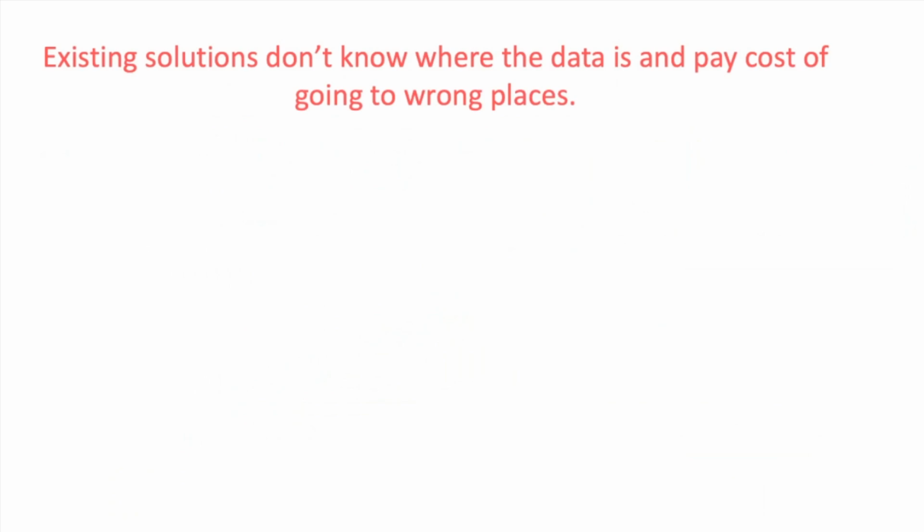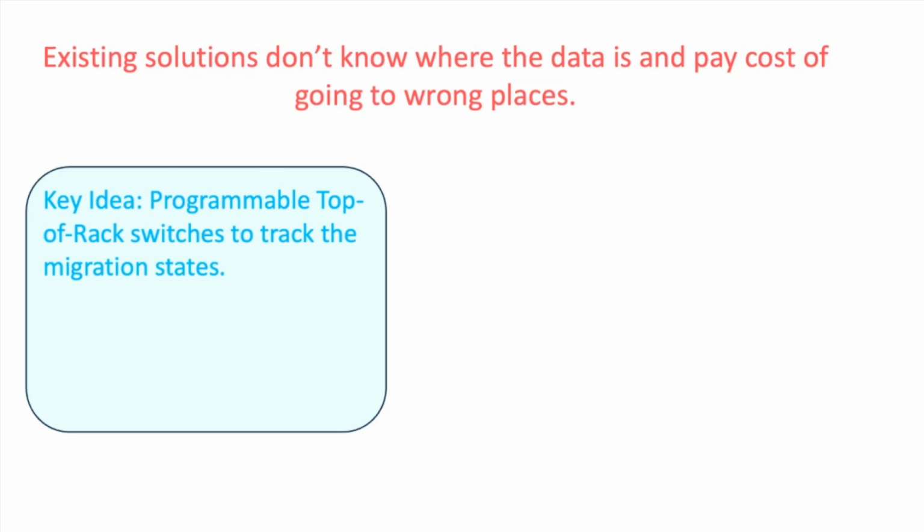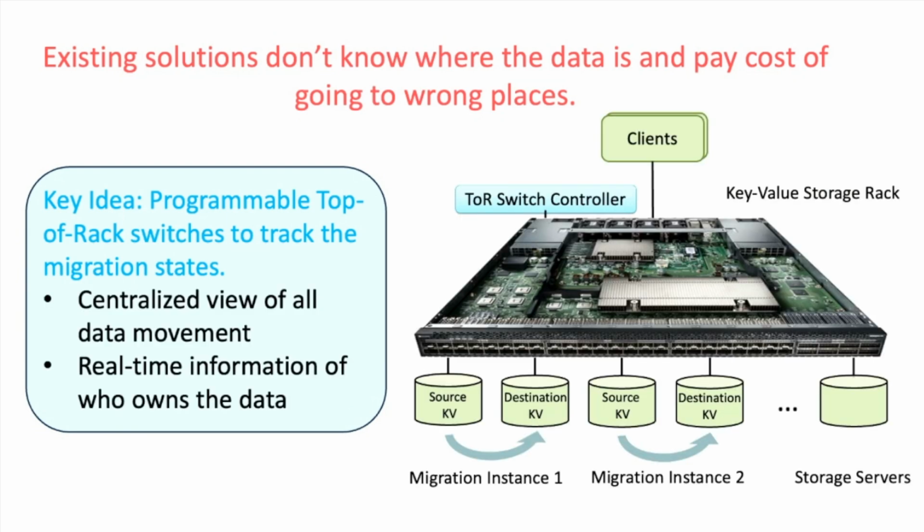Existing solutions fall short because they don't know where the data is, and they pay the cost of going to the wrong places to fetch the latest value. Our key idea is to use the network as an indexing service and to track the migration states. We use programmable top-of-rack switches to track migration states because they have a centralized view of all the data movement under the rack, and thus have real-time information of who owns the data. Also, they serve as a gateway for communicating with other racks.